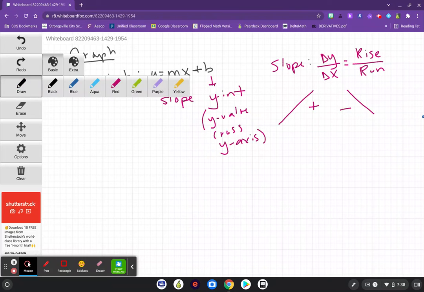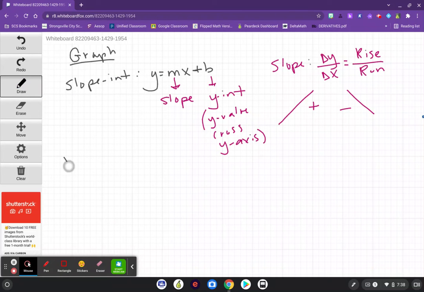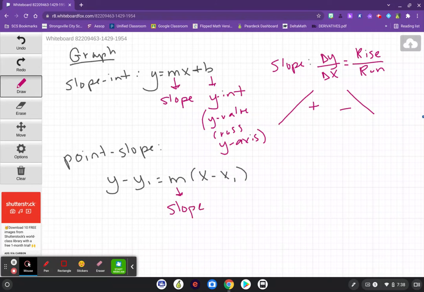The other form that we often have talked about is the point-slope form. And the point-slope form is y minus y sub 1 equals m times the quantity x minus x sub 1. And same idea here is that m represents the slope. But this time we have something a little different in that we have a point, and the point that you can pick out is the point x1 comma y sub 1. Okay, so the x coordinate and then the y coordinate.